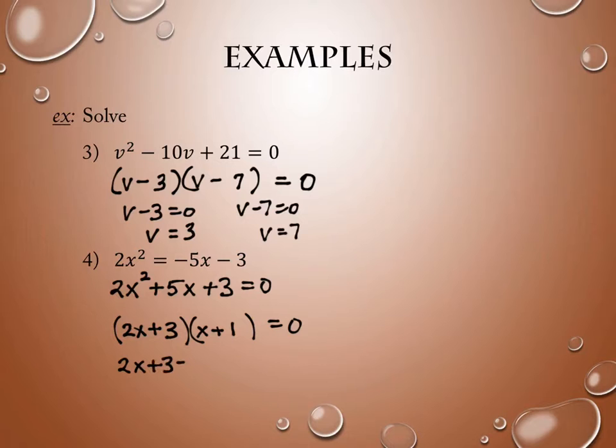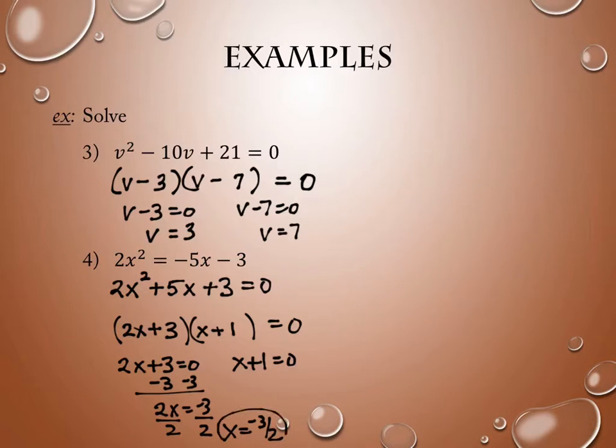And then I can set each part equal to 0 to solve. On the first half, if I subtract 3, I have 2x equal to negative 3. I divide, then x is negative 3 halves. What about over here on the second one? x plus 1 equals 0. Yeah, x is equal to negative 1. There we go. Okay, everybody good?